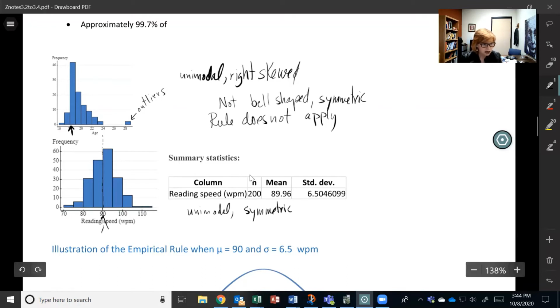And you can see here my mean is 90, which is right there. So this is my mean. I'm going to call this a sample, so I'm going to call this X bar. Well, let's call them mu. All the reading scores, we'll call them mu. And my standard deviation is 6.5. So this is mu and sigma.